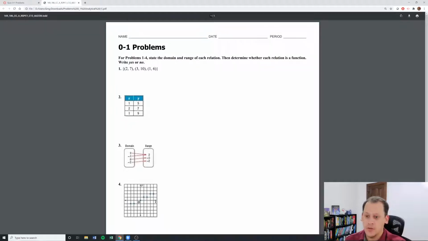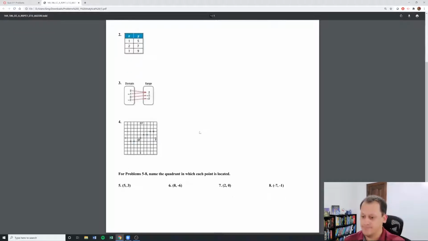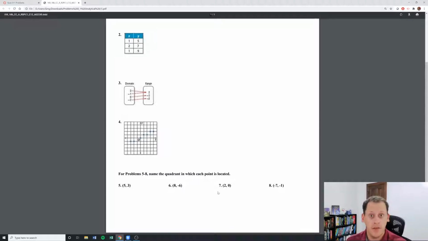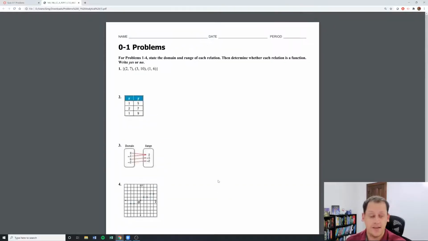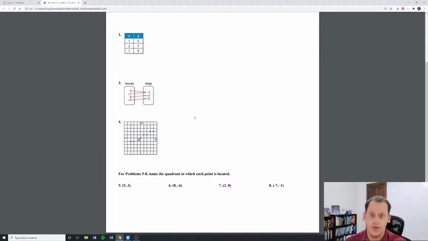For the first 4, you need to state the domain and range of each relation, just like we did in the notes, and then determine whether each is a function, yes or no. For 5 through 8, you just need to name the quadrant in which that point is located. So there's nothing in this assignment that we haven't talked about in the notes. We've done several examples just like all of these.